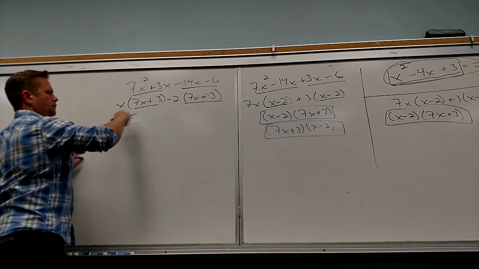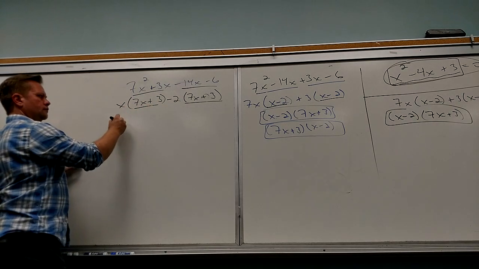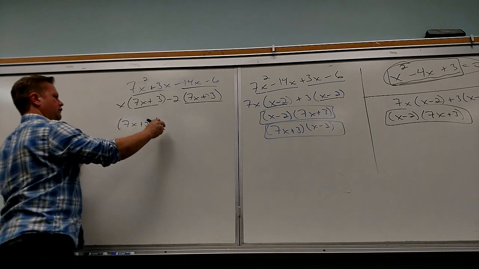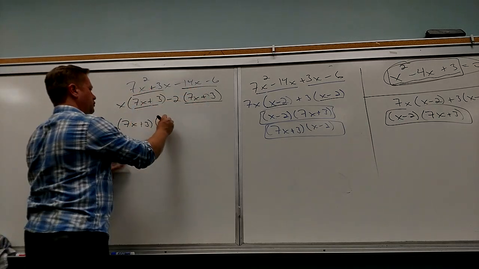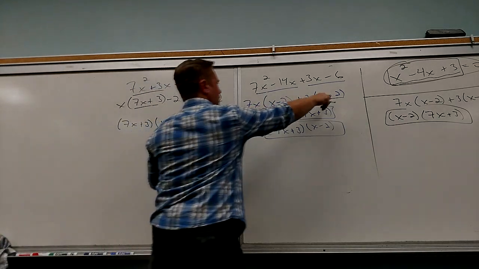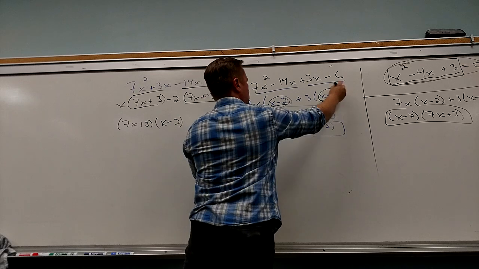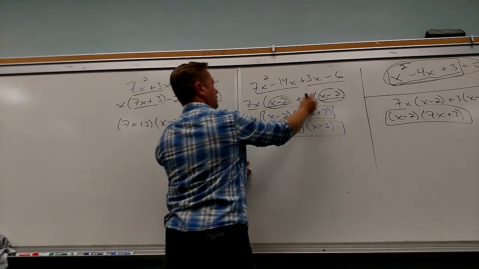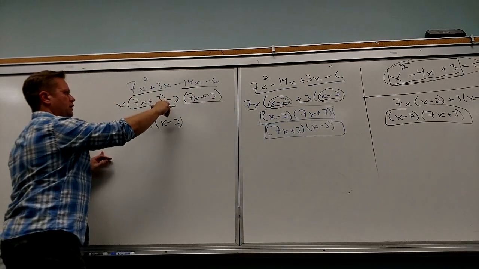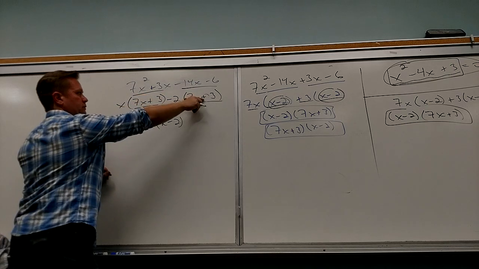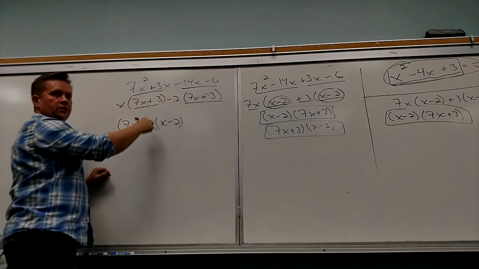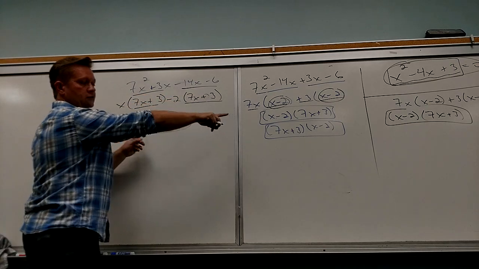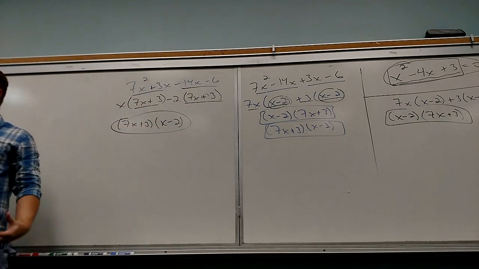So what can I take out? 7x plus 3, and what's left? X minus 2. What's really neat is, what's on the inside on this step? X minus 2. And what's on the outside? 7x plus 3. Now what's on the inside? 7x plus 3. And what was on the outside? X minus 2. Did I end up in a different place? No. Same answer.